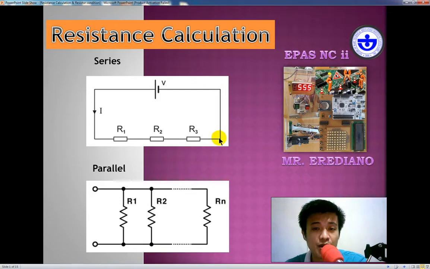the rest will no longer have a complete path towards the source. Now, in this video, we will be discussing how to calculate the total resistance if the resistors are connected in series, as well as how to calculate the resistance reading or total resistance once the resistors are connected in parallel.